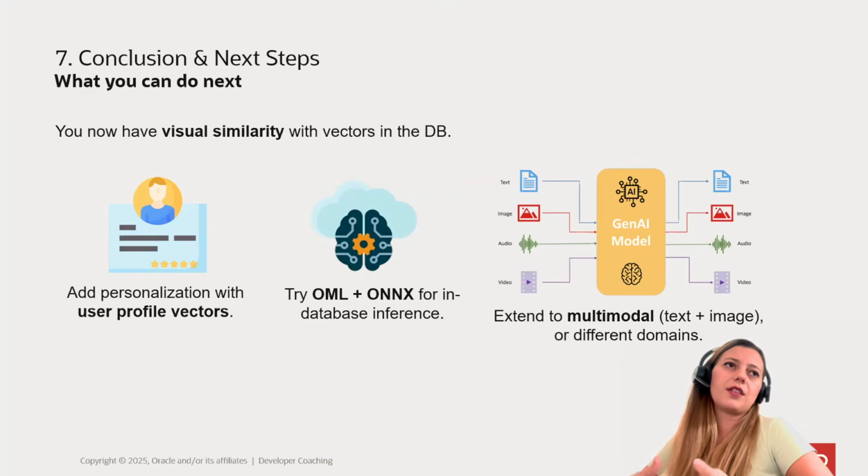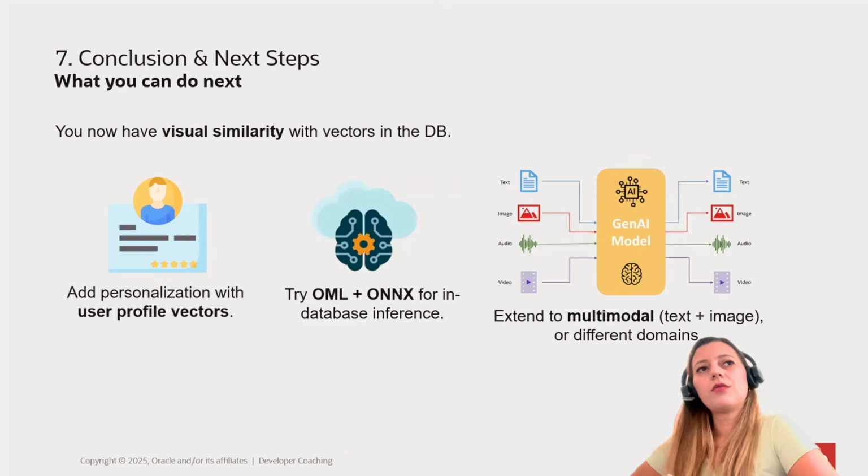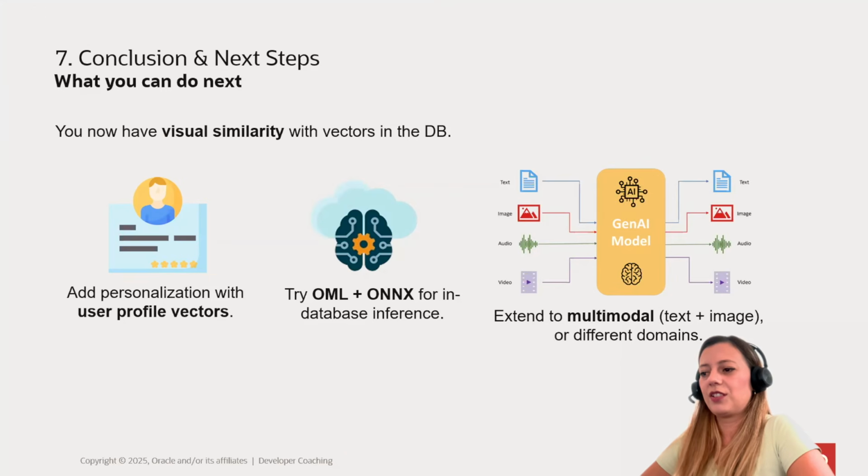You vectorize the user favorites, and based on their profile you make them suggestions that might help them choose the right products. We recommend you try this combination with OML on NX and import the models in the database, and also extend to multimodal text plus images like we have in our demo, or use them in a different domain.